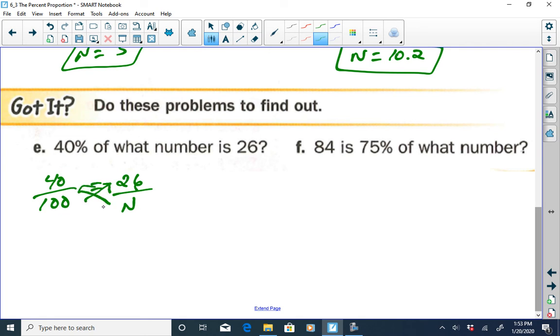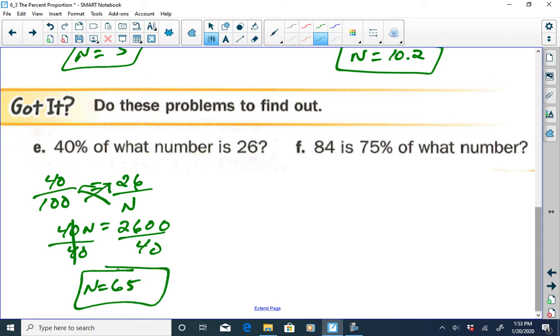Use my cross products property. 40 times n is 40n. 26 times 100 is 2600. We solve that one-step equation. We divide both sides of that equation by 40. So 2600 divided by 40, and we wind up with n is equal to 65. So we're saying 40 out of 100 is the same as 26 out of 65. 26 being the part, 65 being the whole amount. Alright, try a couple more.